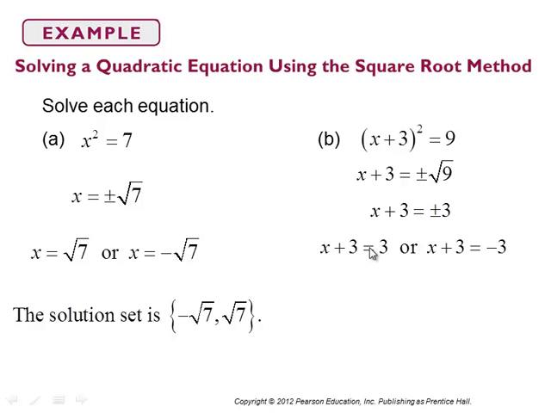Now, if you have 3 on the right side, then that means x is equal to 0. If you had negative 3 on the right-hand side, then subtract 3, you have x is negative 6. So you have two solutions. Again, double check these solutions by plugging in 0 for x and negative 6 for x, and verify in both cases the equation is true. So 0 and negative 6 form the solution set as well.